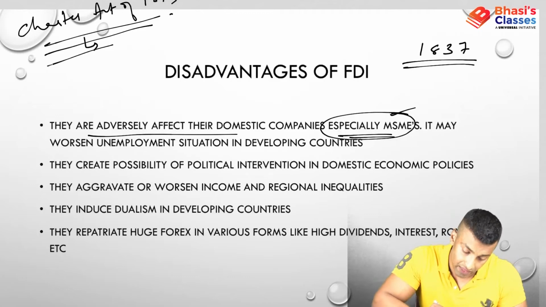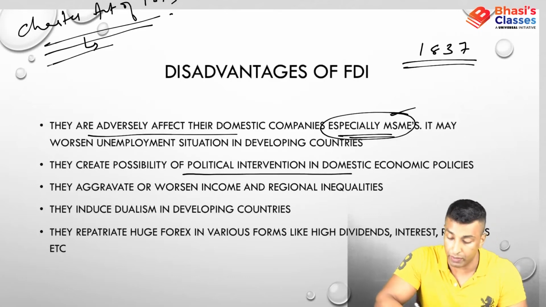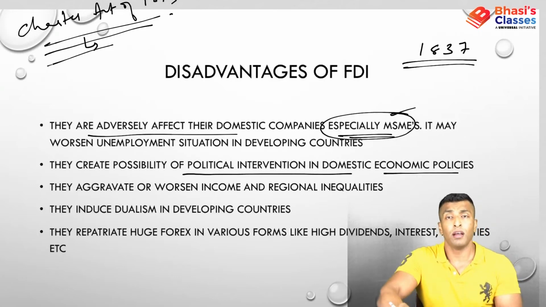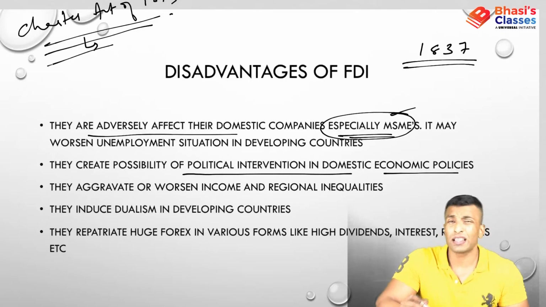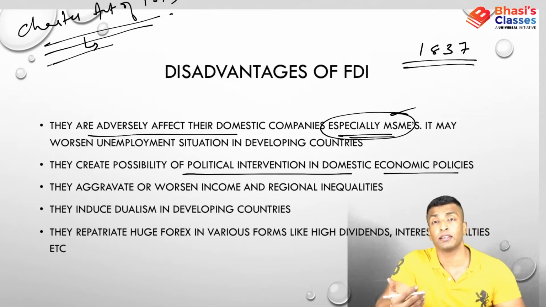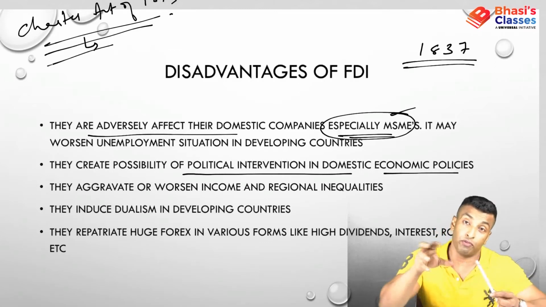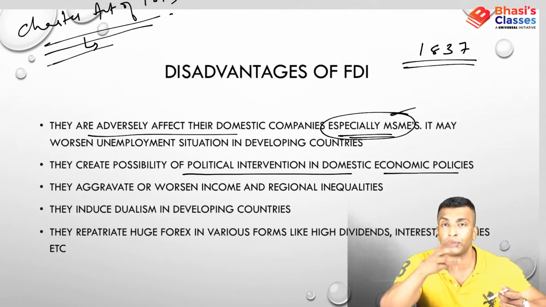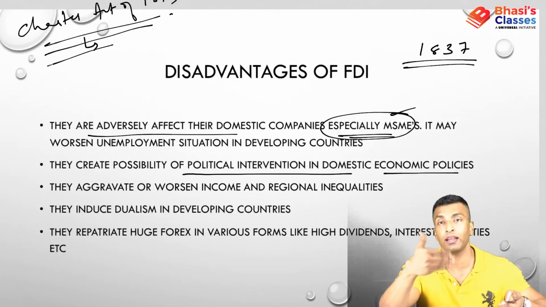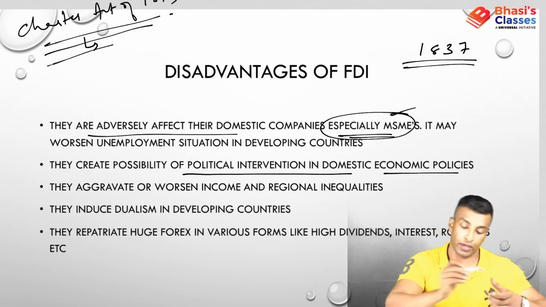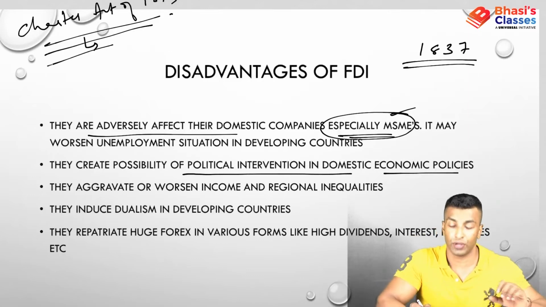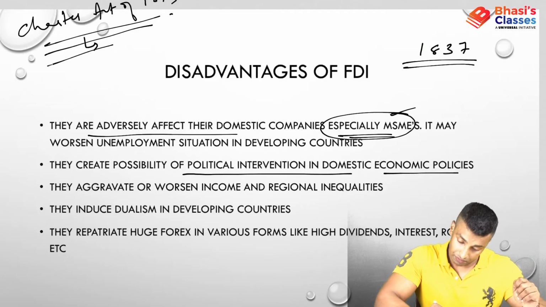Okay, let's look into the others. They create the possibility of political intervention in domestic economic policies. Obviously, in some books you will see they threaten the sovereignty of the country. Okay, but that is not applicable these days. When it comes to East India Company, you can say that, right? Before they came for trading, and they threatened the sovereignty of the country. That is not applicable during these times, so we don't want to discuss that.